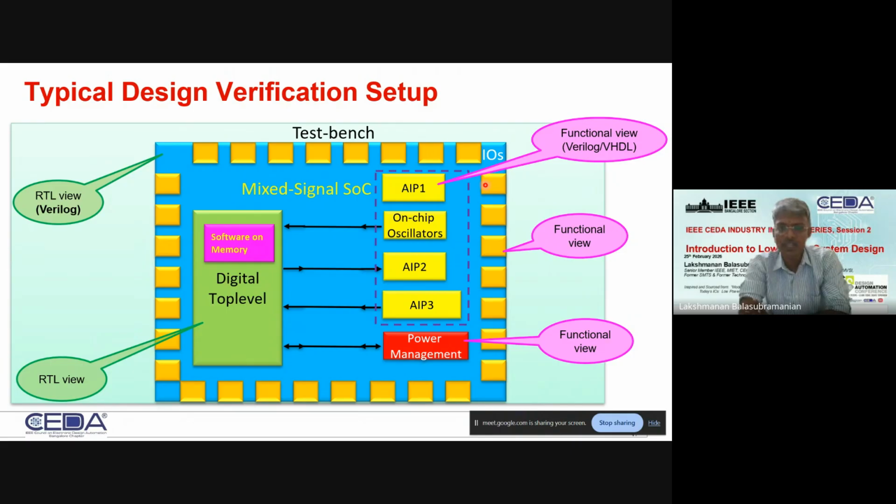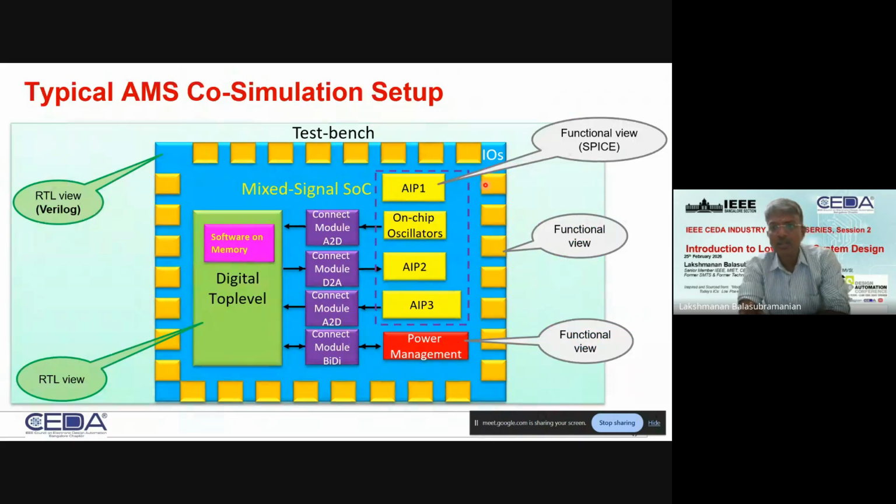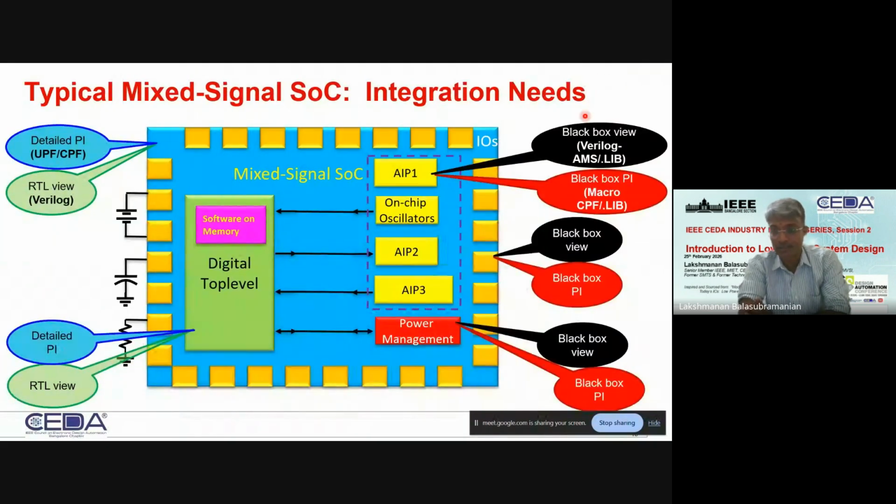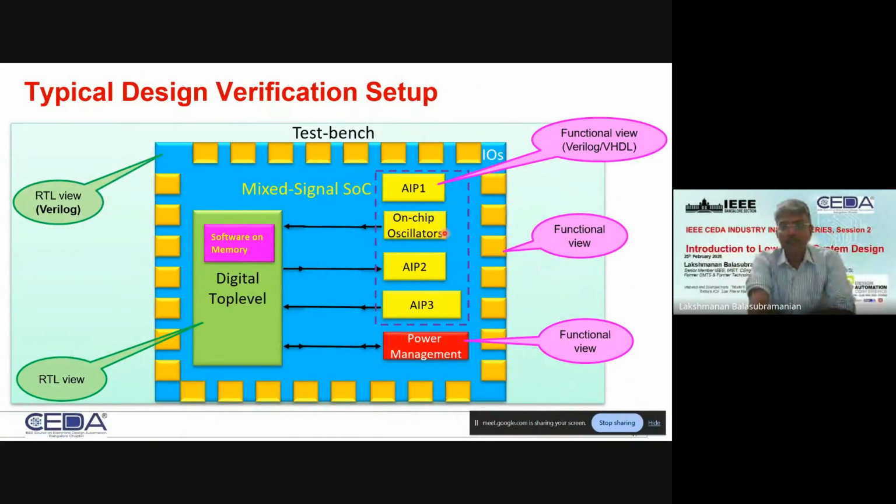In case of a verification setup, in addition, the black box view is not sufficient anymore, because the black box view will provide only boundary information that's good enough for integration and physical design. But when it comes to simulation, you really need to know how any input signal change will change the output signature, right?